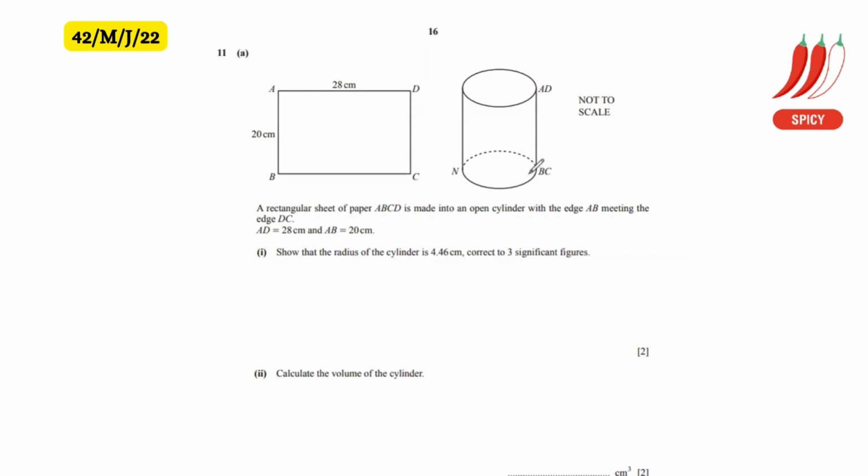So what we can do is, since the lengths are joining, B is joining C and A is joining D, so this length basically becomes your circumference of the circle. So if we use the circumference of the circle, we can find the radius. Circumference is equal to 2 pi r. So 28 equals 2 pi r. 28 divided by 2 pi equals r. And that gives us 4.46 centimeters, correct to 3 significant figures.